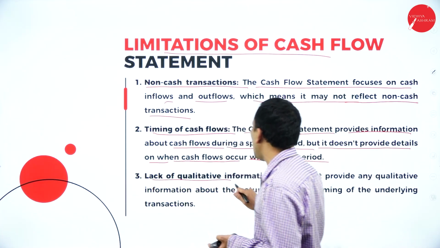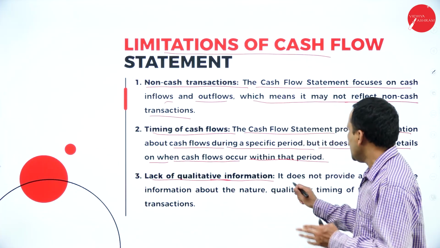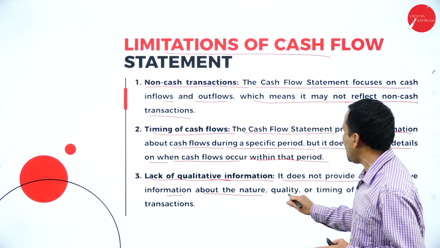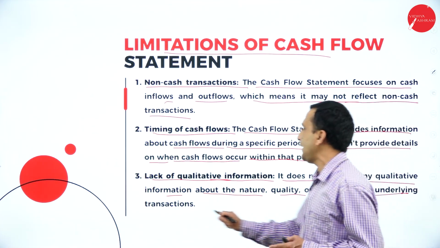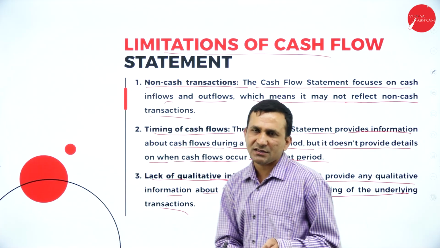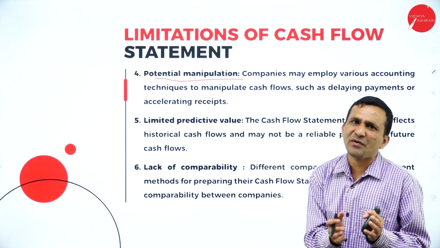So the lack of qualitative information, which is a complete qualitative factor. It does not provide any qualitative information about the nature, quality, or timing of the underlying transactions. So it deals only with quantitative factors. The fourth one, potential manipulation. So here we are finding some changes.